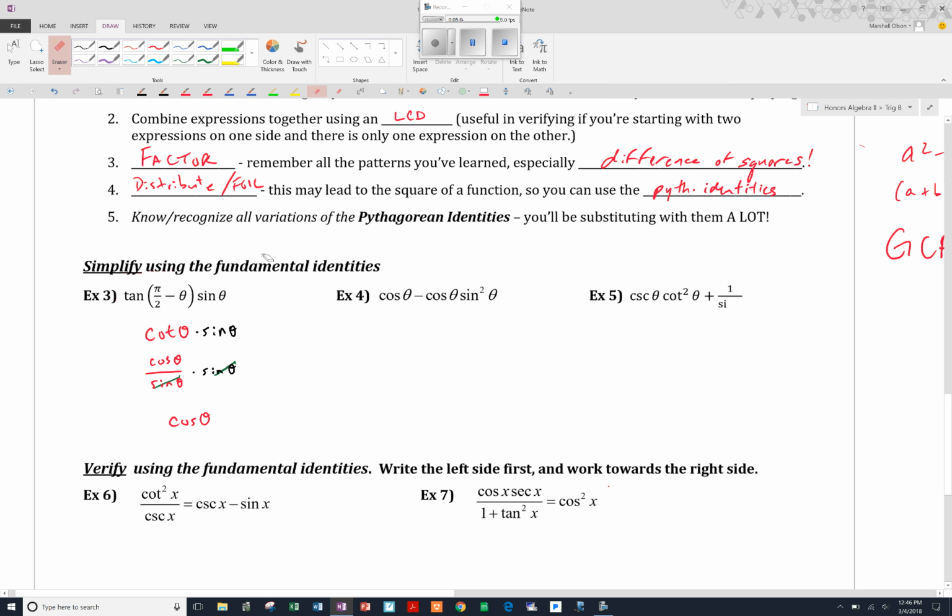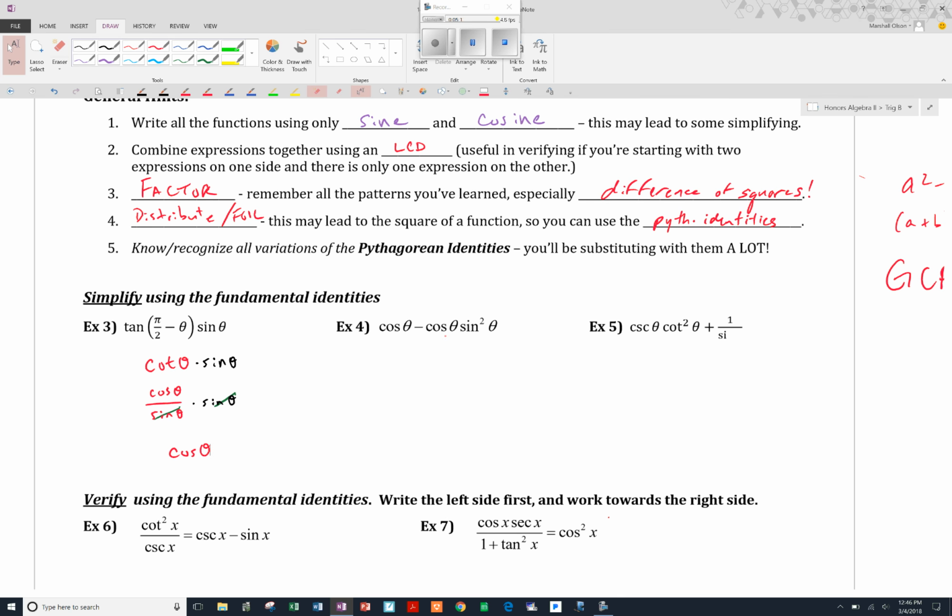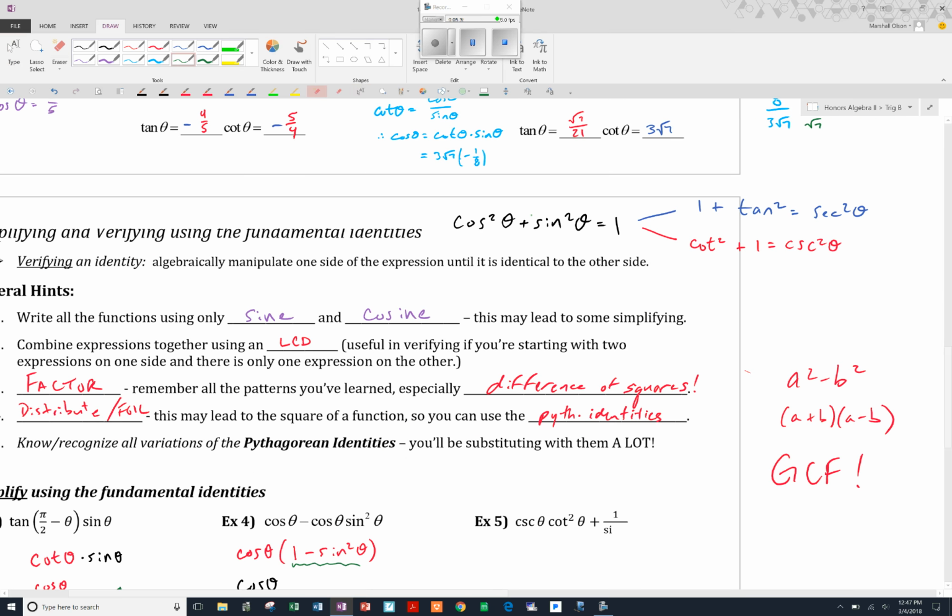In the next problem, example 4, everything's already in terms of cosine and sine, so I think our best bet here is to pull out a GCF. If we pull out that cosine of theta, we'd be left with 1 minus the sine of theta squared. So that cosine of theta, I'm just going to leave alone. This guy is the same thing as cosine squared.